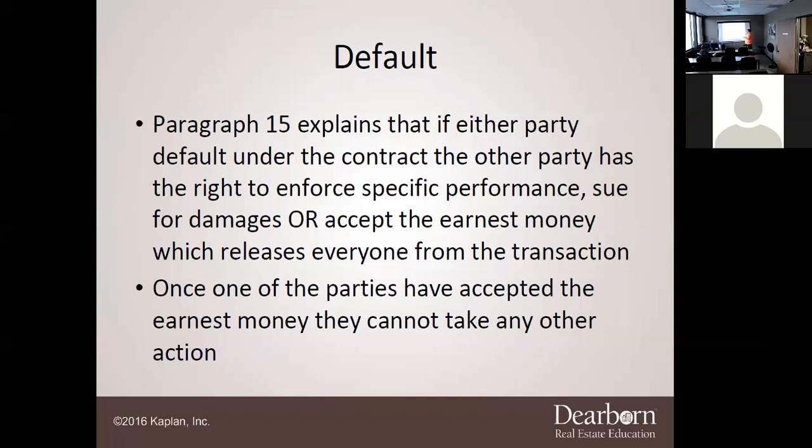So even though you might not want your clients to lose their earnest money, their $3,000 or $2,500 or whatever, that's much cheaper than being sued to buy the property or being sued for damages. So it's much better just to have them accept the earnest money and call it a day.